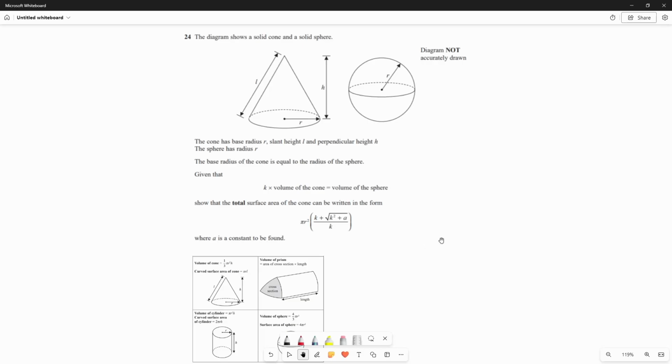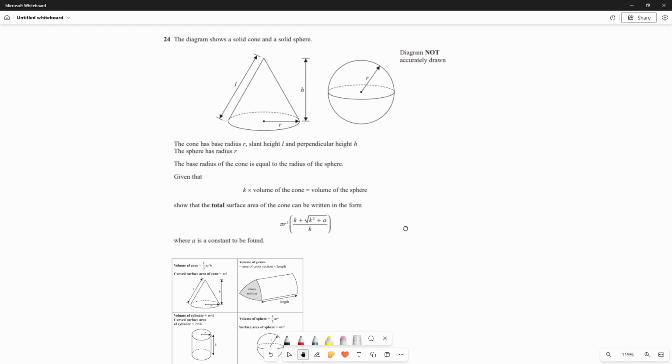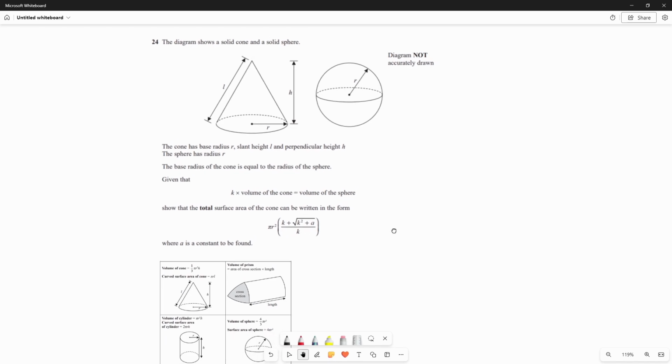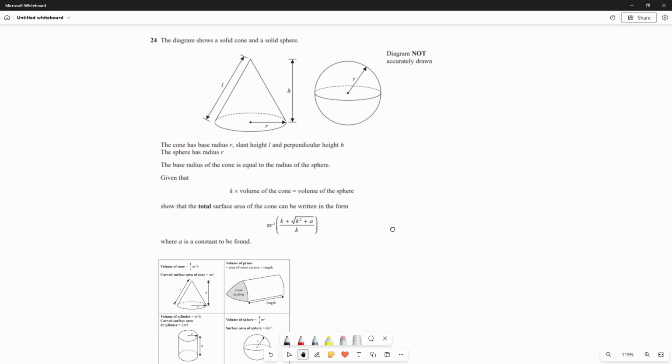Hello everybody, I'm going to be walking you through a question from the GCSE, IGCSE Edexcel Higher Paper 2 from January 2023. Pause the video, read through it thoroughly and have a go at it yourself.